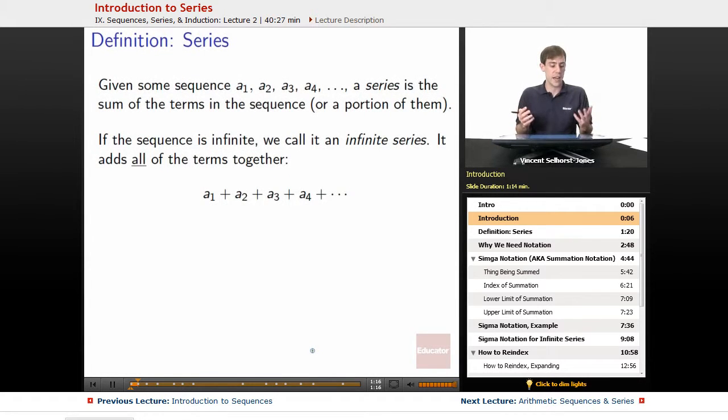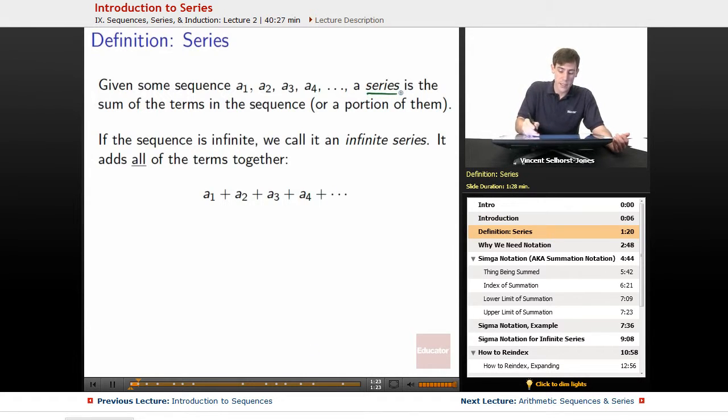Let's start off by defining a series. Given some sequence A1, A2, A3, A4, and so on, a series is the sum of the terms in the sequence. So it's just adding up the terms, or maybe a portion of them, maybe not the entire sequence, but just adding up terms from the sequence.